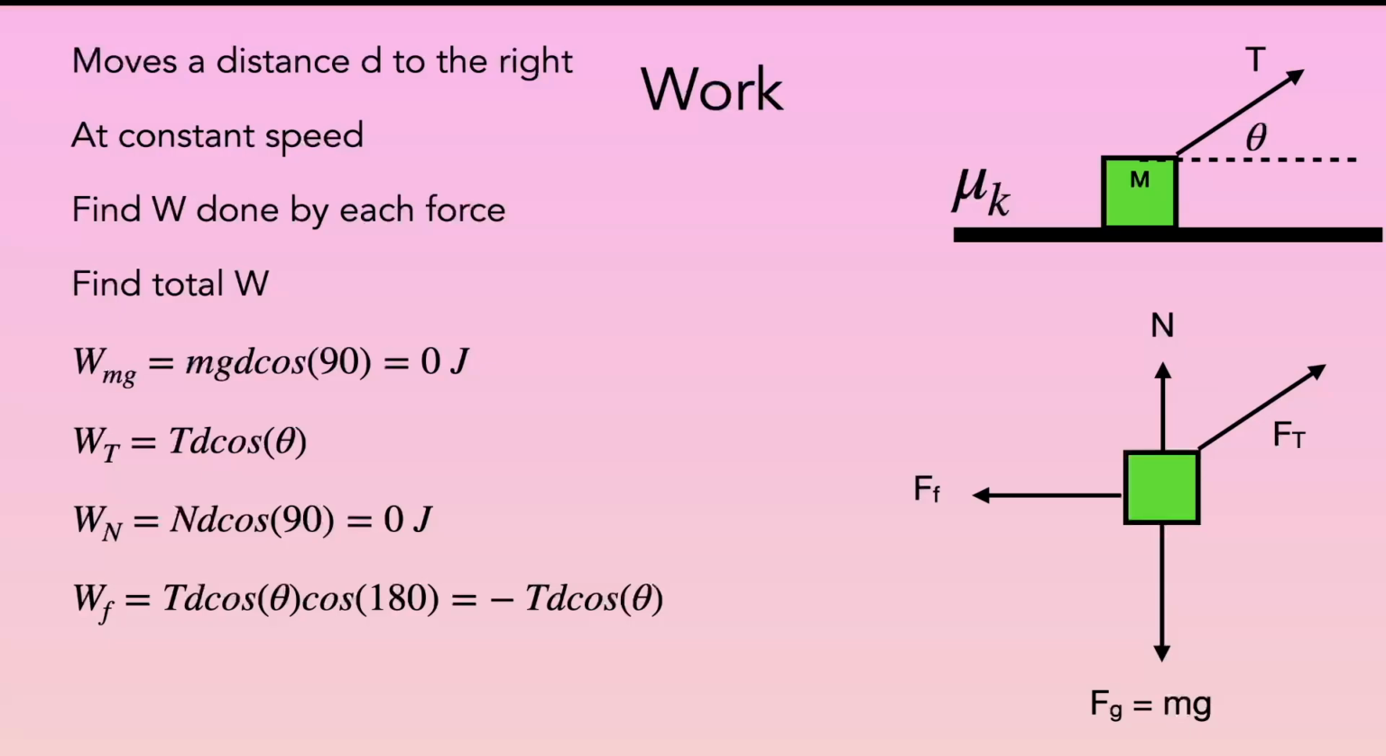Okay, so let's see that total work. Well, total work is 0. 0 joules for mg, 0 joules for normal. Work done by tension is T d cosine theta. Work done by friction is negative T d cosine theta. So basically what's happening is, as fast as you're putting energy into the system, friction is taking that energy out of the system.